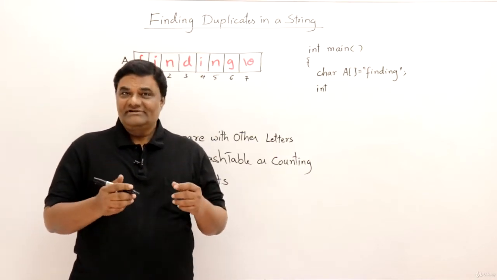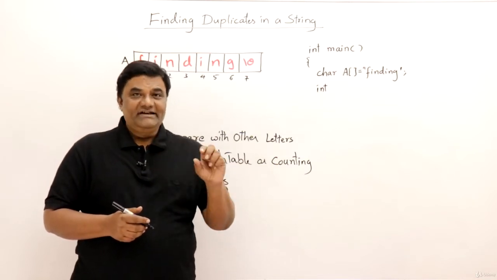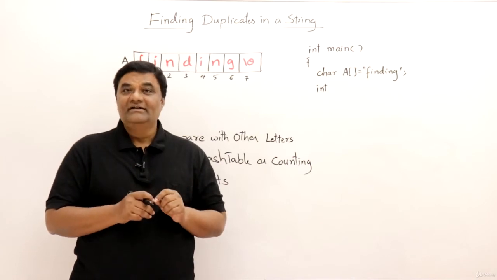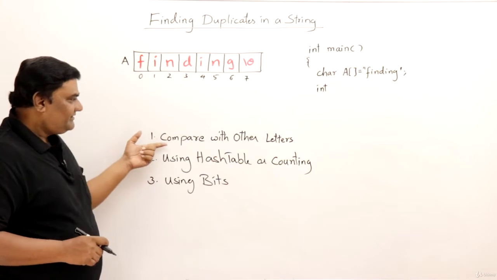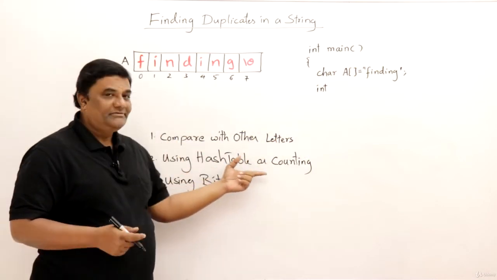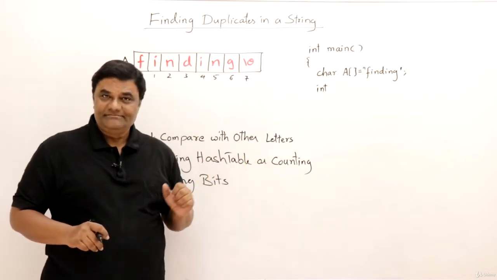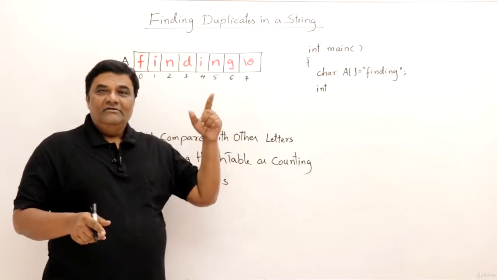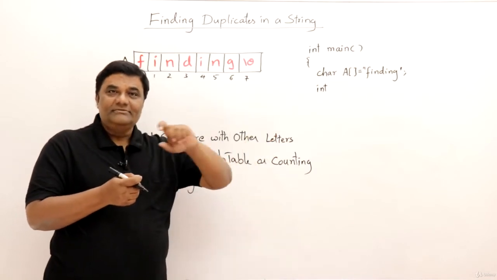There is more than one method for finding duplicates. We have already seen multiple methods for finding duplicate numbers. Now we will see the methods for finding duplicate characters in a string. See, the first method is comparing with other letters. The second one is using a hash table or counting the letters. The third one is using bits. Now the first method is the same as what we learned in arrays, like taking a number and comparing it with the rest of the numbers in an array.